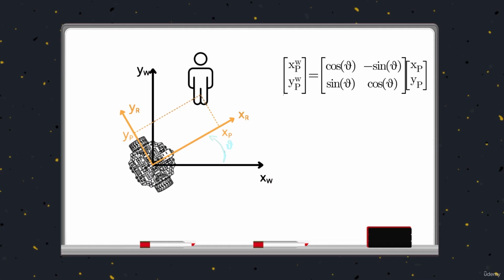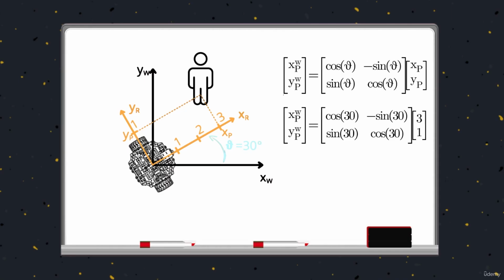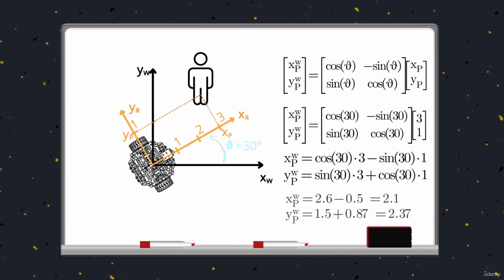Let's now move to a practical example in which we have some real values of the coordinates xp and yp, and of the angle theta. And by using those values in the matrix equation, we can see how the only two unknown variables of this equation are the coordinates of P in the world. So, by expanding the product between the two matrices, we obtain the coordinates of P in the world reference frame.